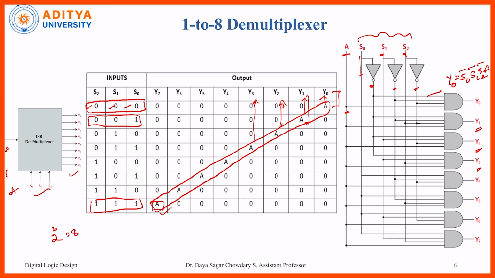Likewise we have to construct for higher order, that means not only 1 to 2 and 1 to 4, 1 to 8, we also have 1 to 16 and 1 to 32, because the outputs are 2 to the power of n. So likewise we have to construct. Always remember that n is nothing but the number of selection lines.